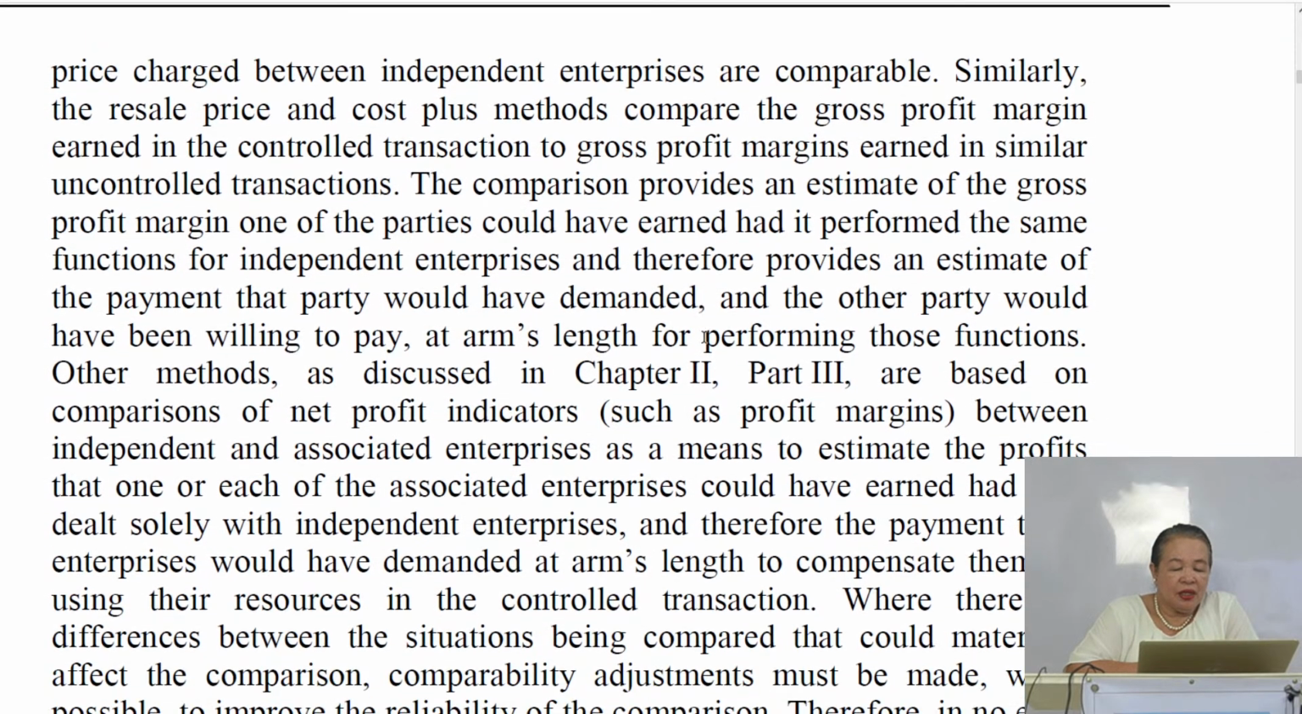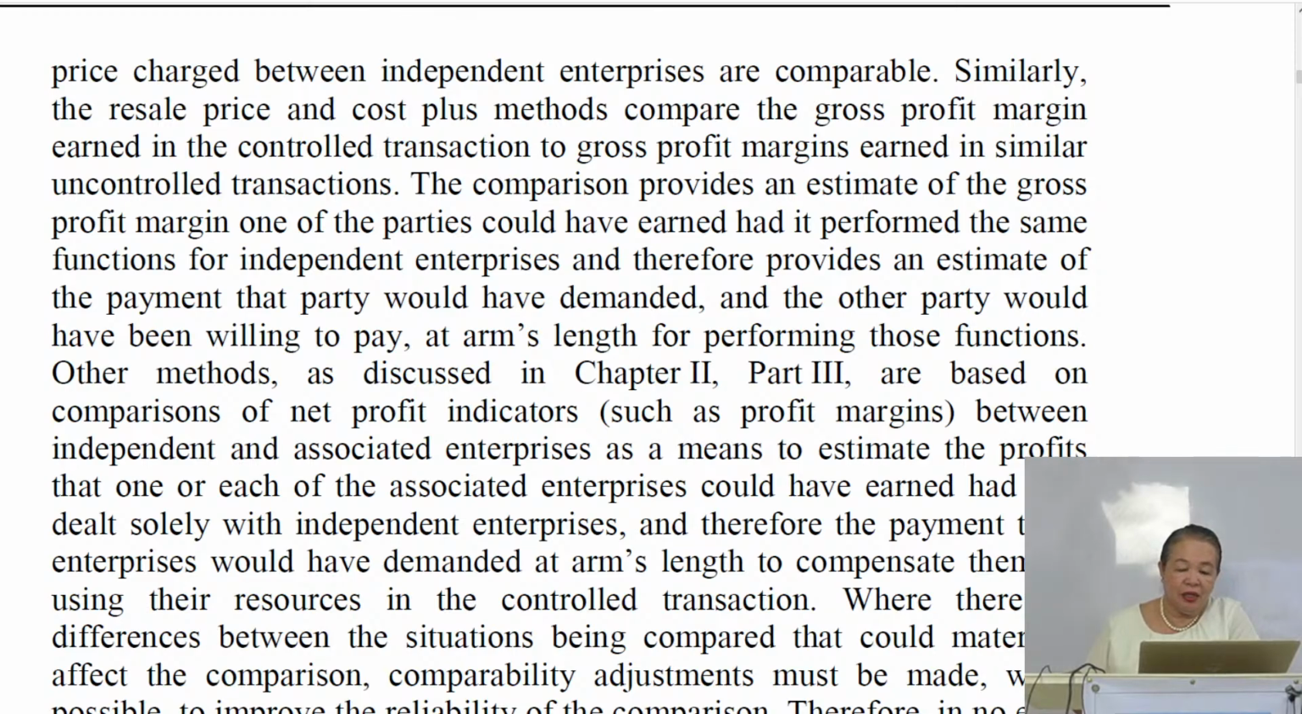So resale price and cost plus methods compare the gross profit margin. These are the transfer pricing methods, no? They compare the gross profit margin earned in the controlled transaction to gross profit margins earned in similar uncontrolled transactions. The comparison provides an estimate of the gross profit margin one of the parties could have earned had it performed the same functions for independent enterprises, and therefore provides an estimate of the payment that party would have demanded, no?